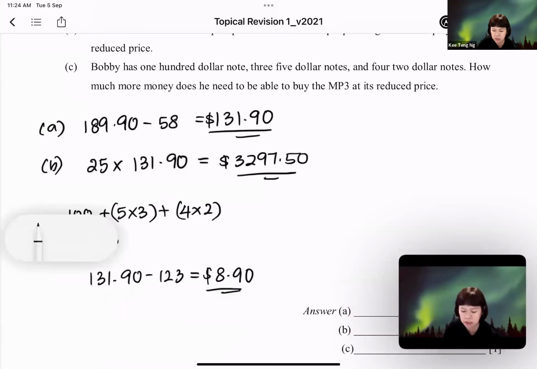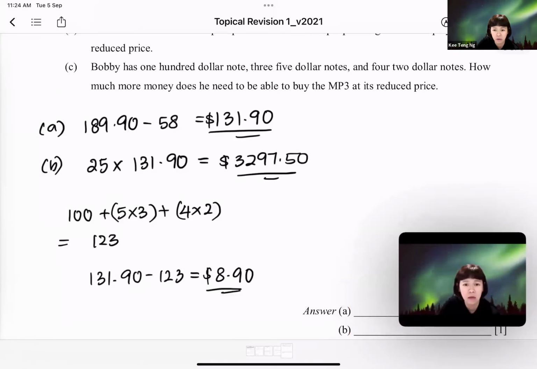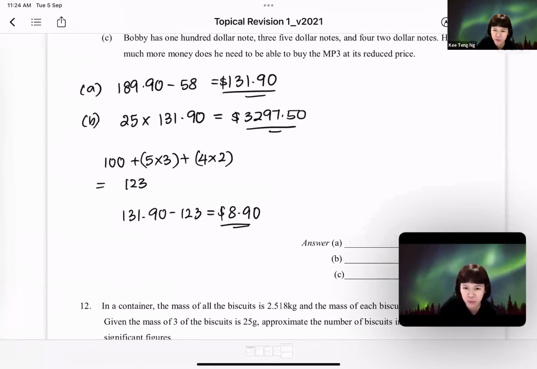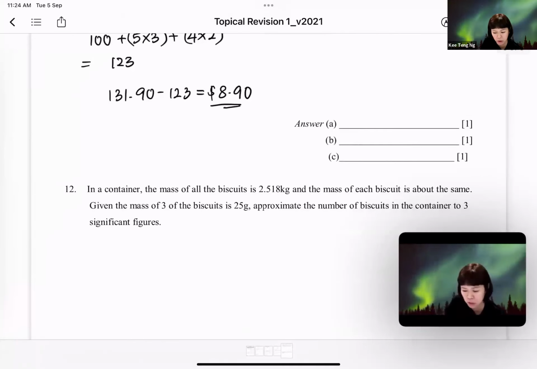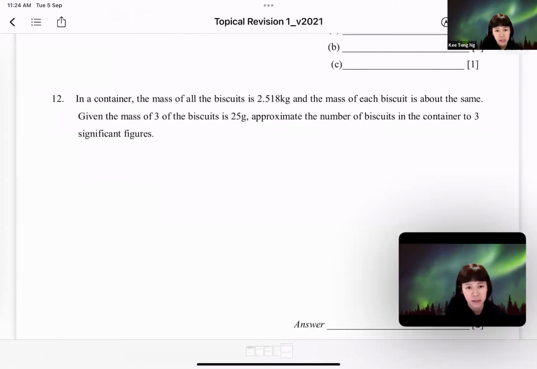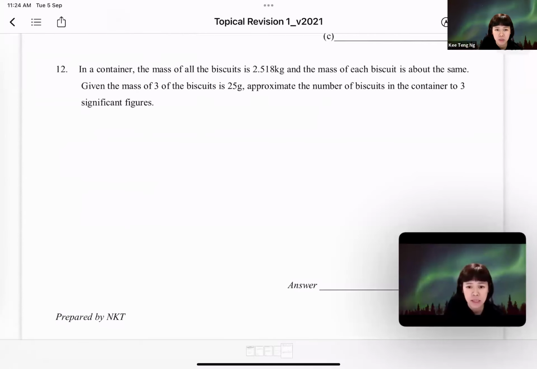Okay, so we got this answer straightforward. Of course, the exam won't be so easy, right? They'll give you percentages and whatever, but that will be in chapter 9, so you need to do a little bit of revision on chapter 9 later. Last but not least, this one is an estimation question.